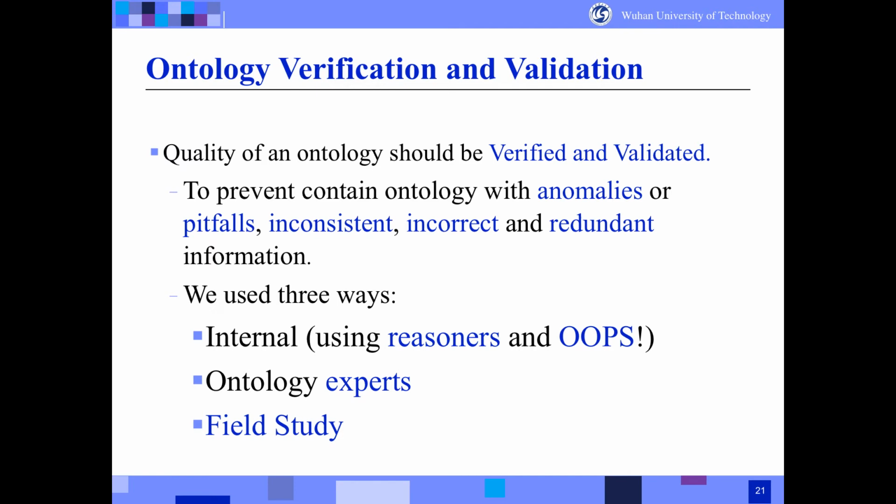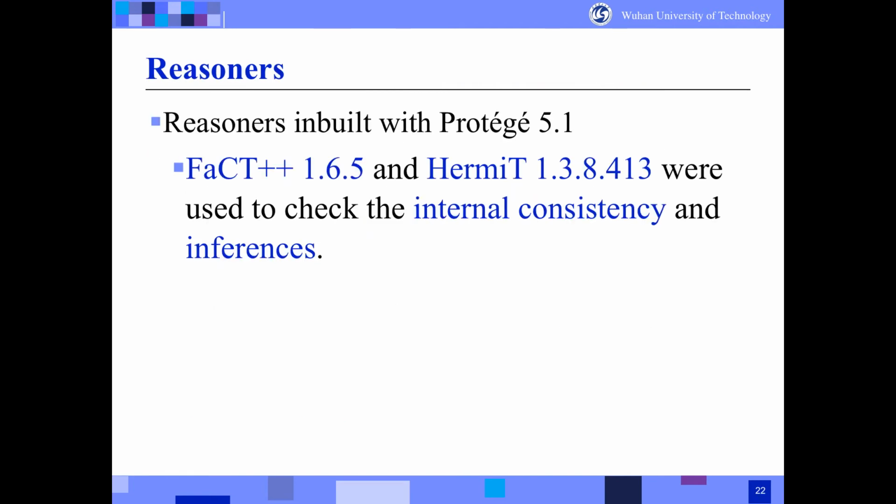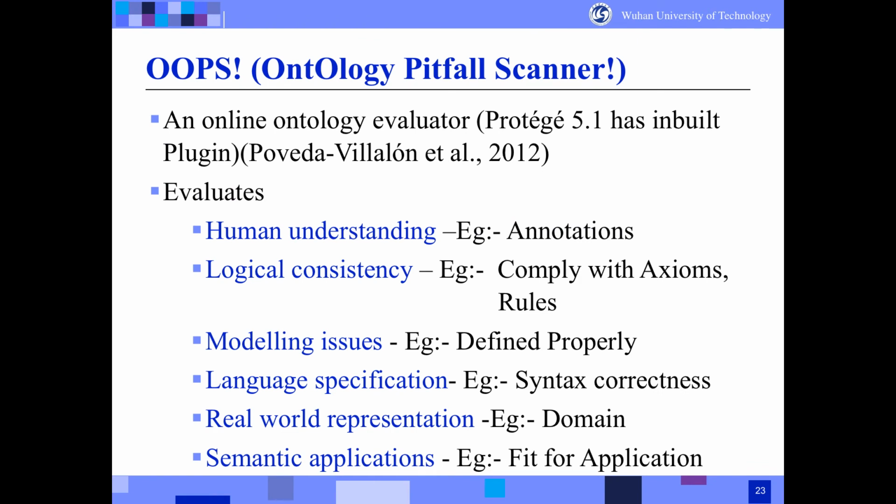One is internal methods, another is ontology experts, and the third is a field study. For internal methods we use some reasoners and the OOPS tool. Reasoners means we used the reasoners that are inbuilt in Protege 5.1, for example, Fact++ 1.6.5 and HermiT 1.3.8.1413, which were used to check the internal consistency and inferences in the reasoning of the ontology. And also we used OOPS, the ontology pitfall scanner, which is also popular, an online ontology evaluator. Now it has been inbuilt in the plugin, also a popular one.